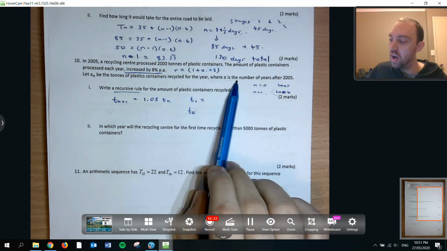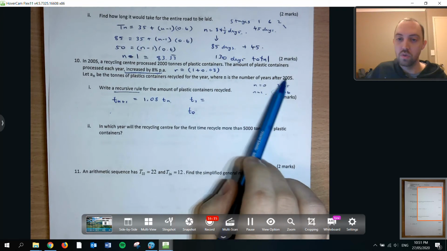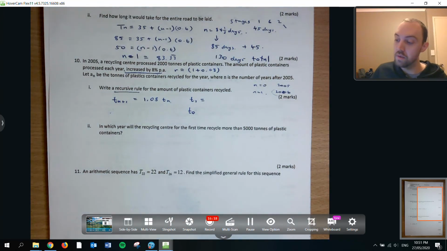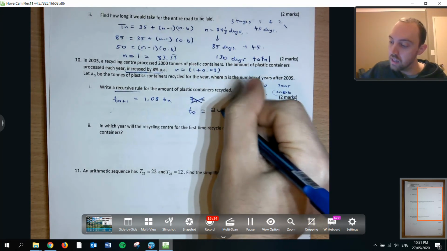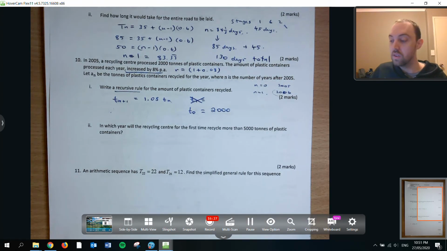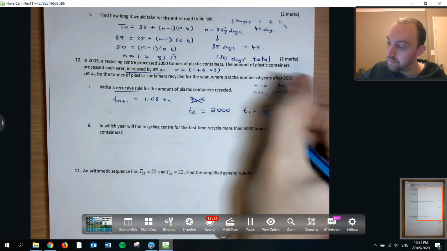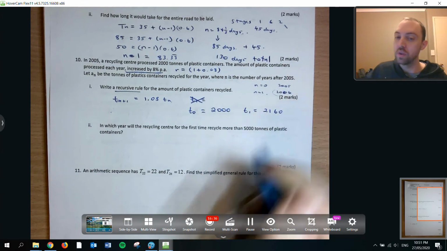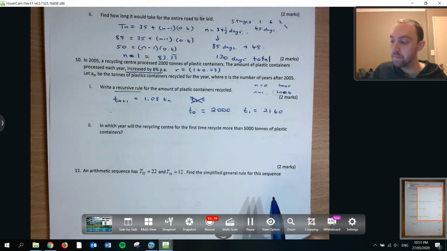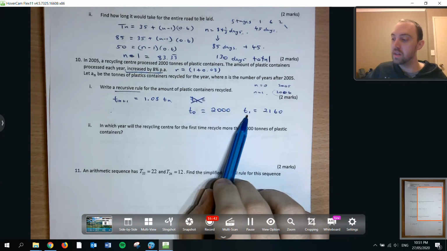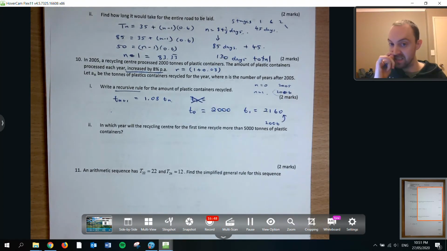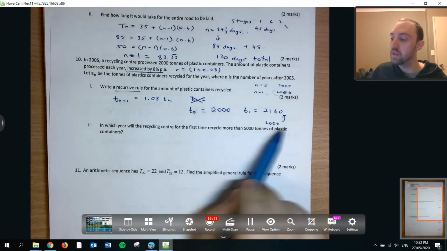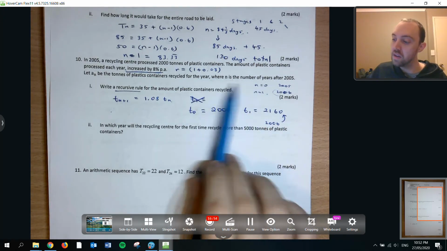Because this is a time since number of years after 2005, I would really recommend that we use T0, because at the beginning of the 0th year, it is 2005. If you were to use T1, you would want to make sure you've increased that by 8%, so that T1, n being the number of years after 2005, is the amount of plastic recycled in 2006. So you're allowed to use T1, but you need to make sure you've interpreted that n correctly.